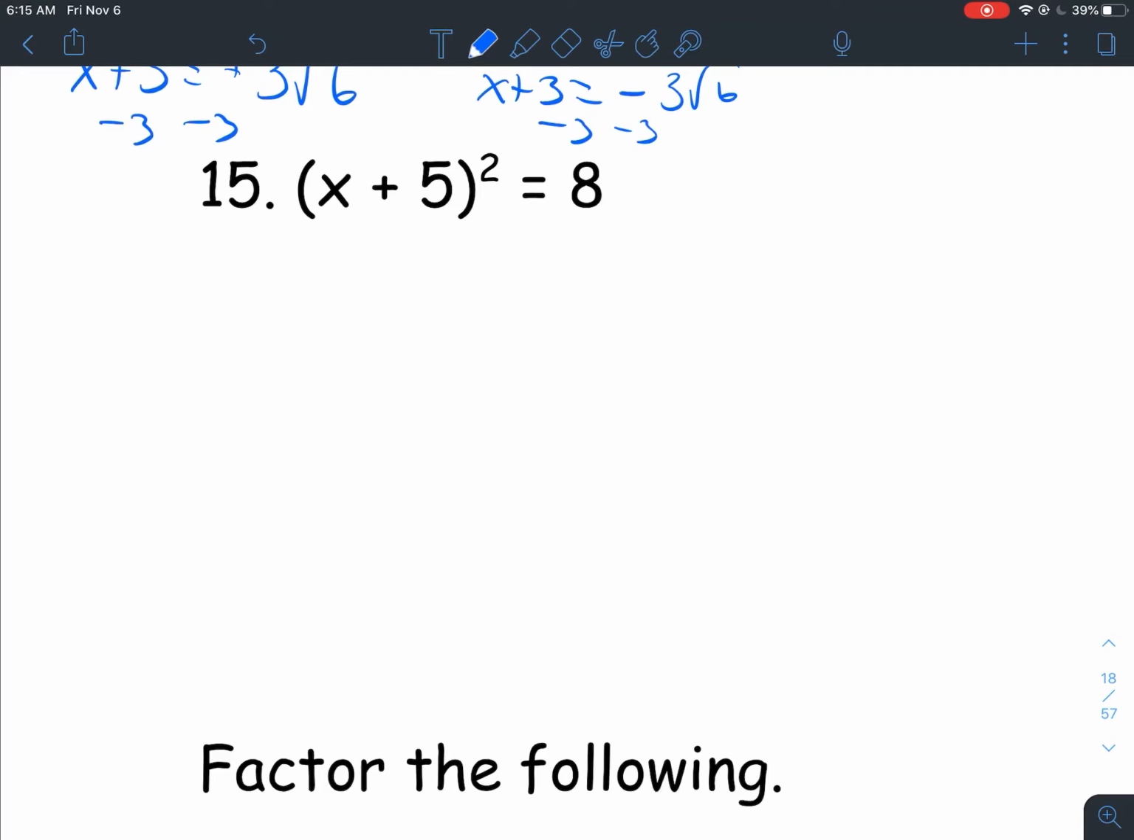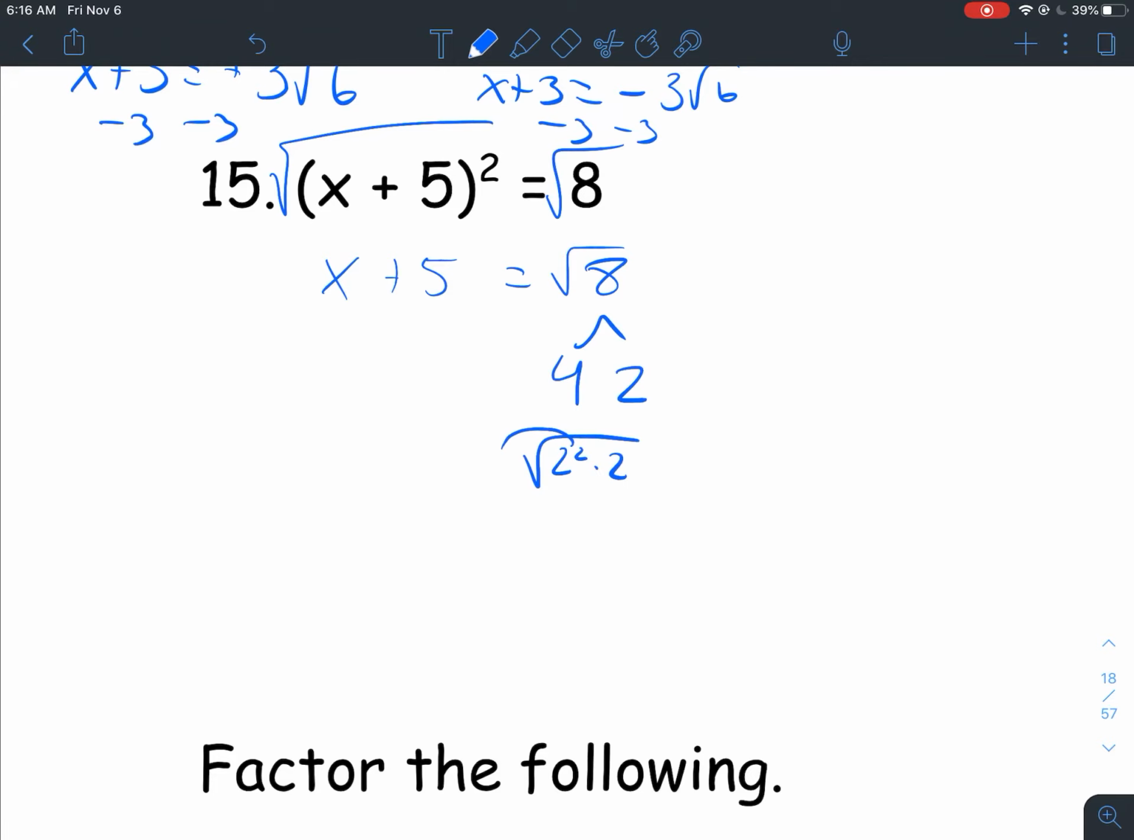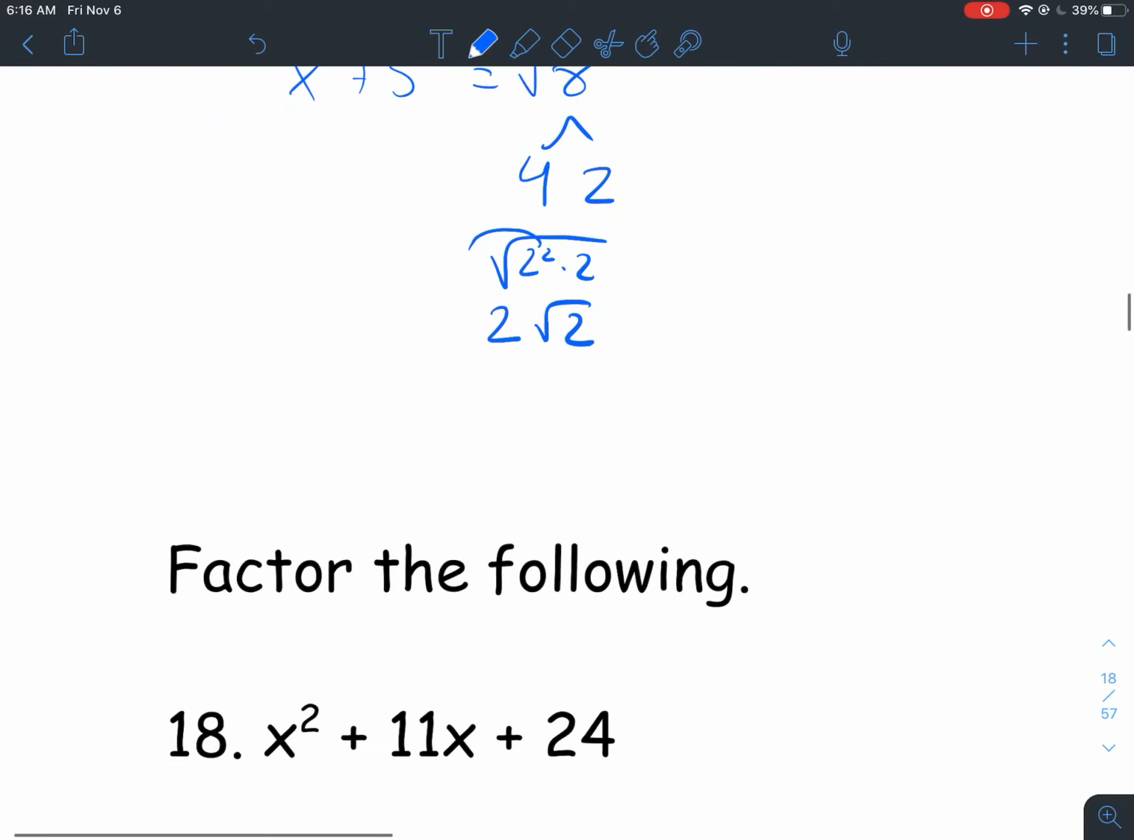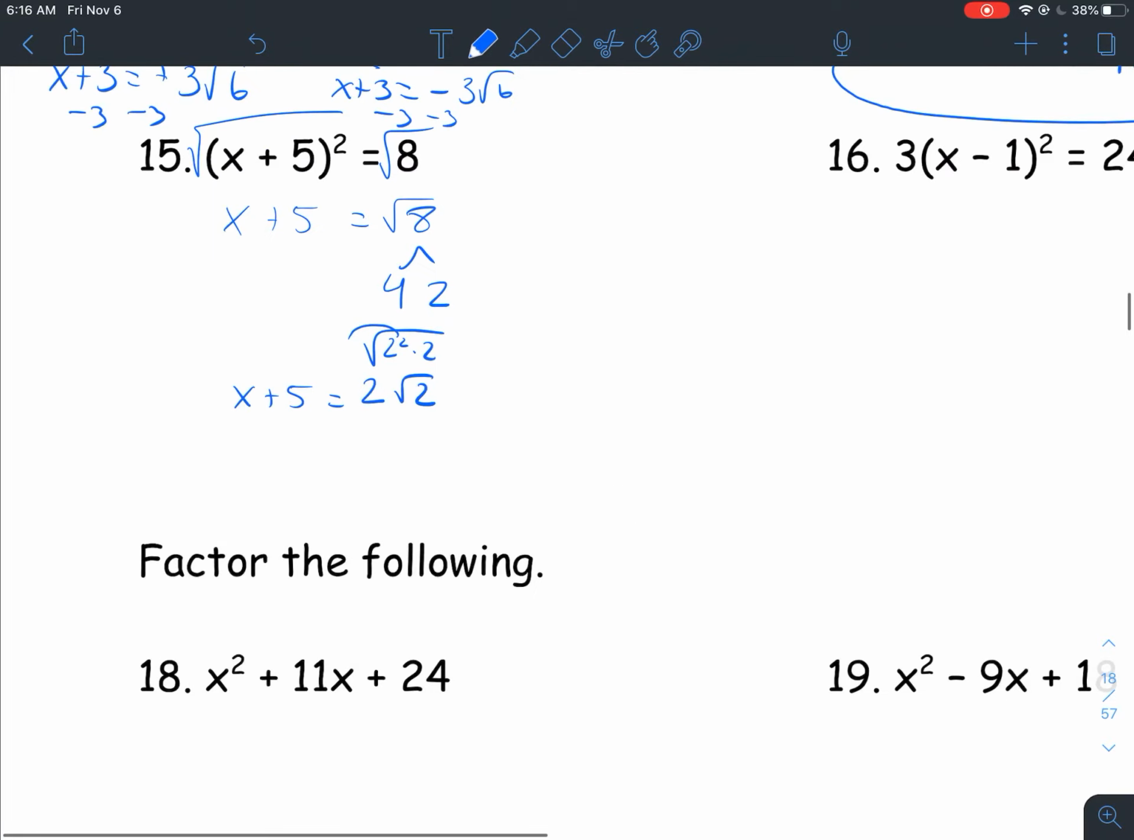All right, next one. We've got something being squared by itself, so we're going to take the square root of both sides. Go ahead, see if you can do this one on your own. All right, so when you do this, you get x plus 5 equals root 8. Now we can break root 8 down into 4 times 2, and that's root 2 squared times 2, and we can take the 2 out, 2 root 2. Oh, and I forgot my plus minus.